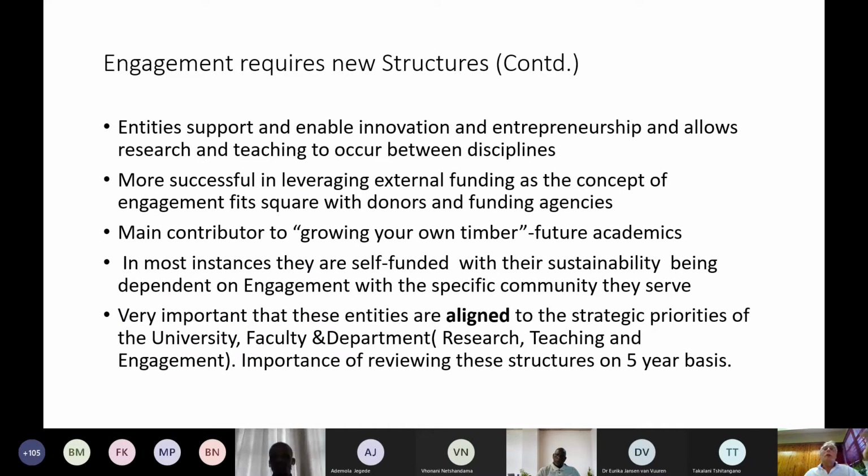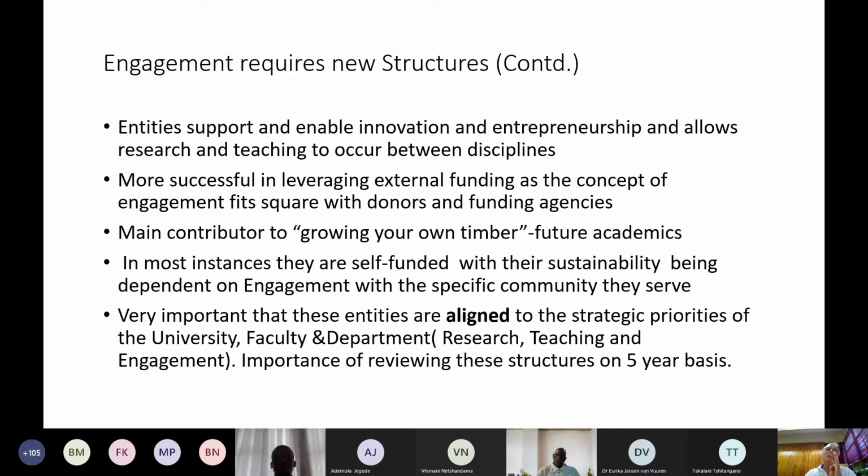Then I've just added additional things on entities. I think very important what we have found at our institution is that it's become a major contributor to growing your own timber, because a number of the young academics or the students go and work in these entities. They do their masters, they do their PhDs, and they are kept in the university for much longer. And when positions become open, often priority is given to these people who are working in these entities.